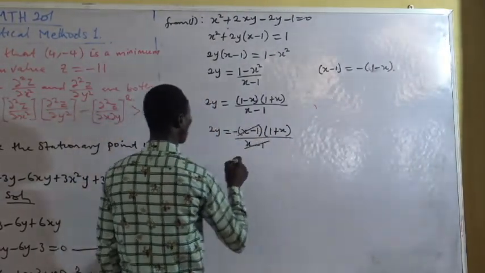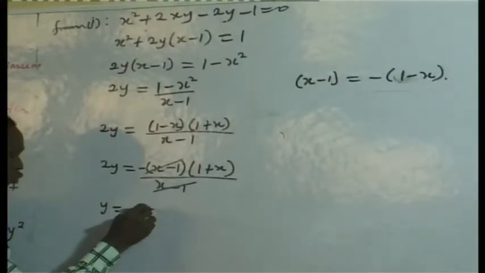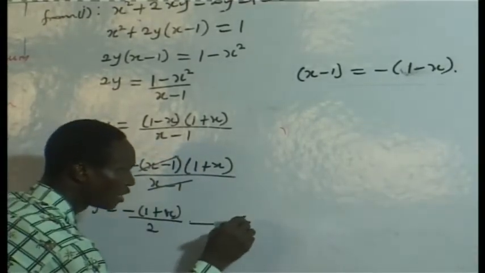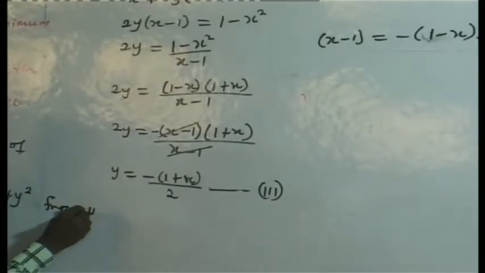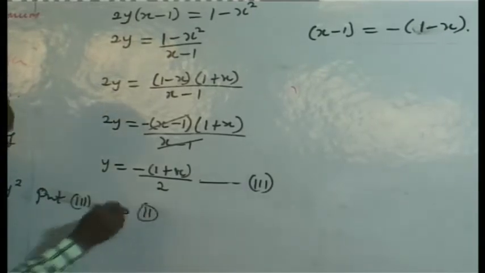This one will take away this now. I will now get y is equal to minus 1 plus x, all upon 2. I will save this and call it equation 3. Then from equation 2, let me put 3 into 2.